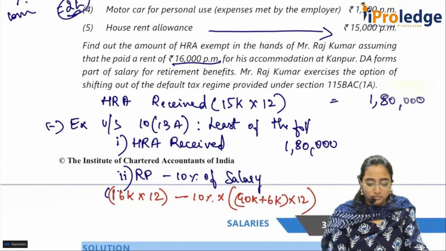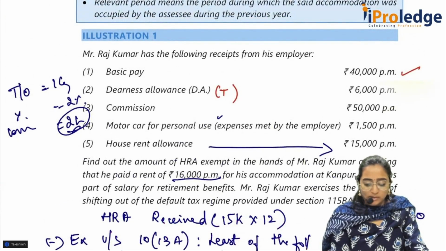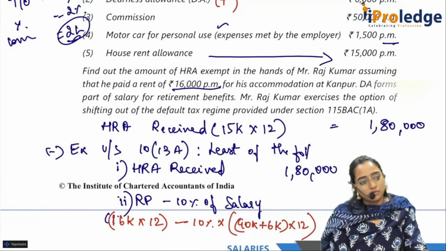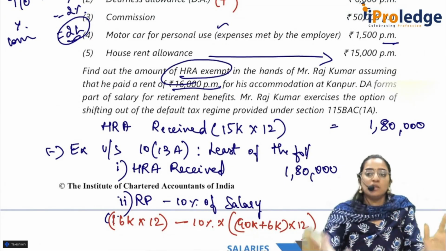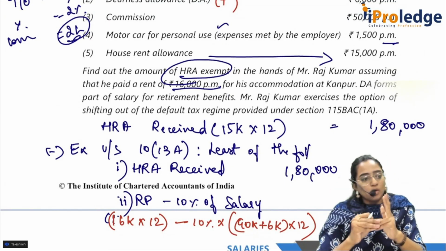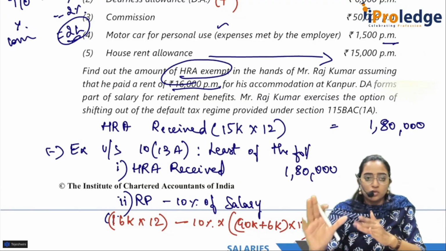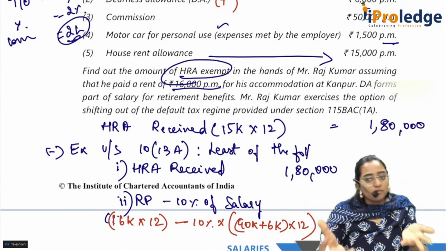Now, motor car for personal use, expenses met by the employer, all these points become relevant when doing a full-fledged question. We are only doing HRA exemption here because they are asking only about HRA exemption. We are not going to do something extra which they have not asked. What they've asked, we give a solution for that. Just because you know something, giving it in excess is a waste of your time.